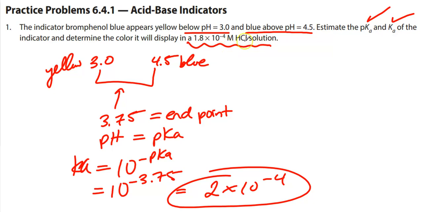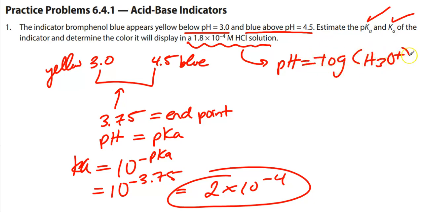If we get the pH value from this concentration, because this is a strong acid, which is helpful here, that concentration basically is your hydronium. So if you do negative log of the 1.8 times 10 to the negative 4, we get 3.74.